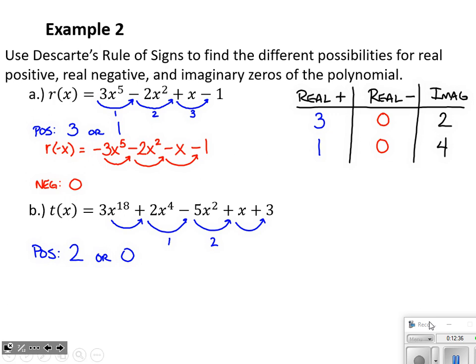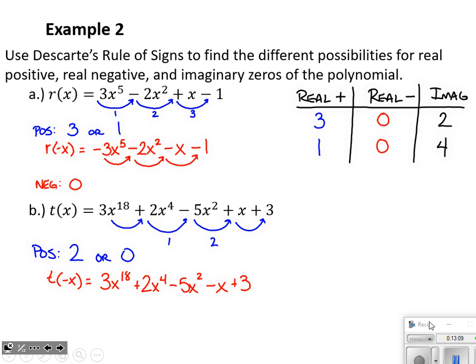Okay, let's look at f of negative x. That will point out our possible negative real zeros. Let's see, we got an x to the 18th, so that term does not change its sign. An x to the 4th does not change its sign. X to the second does not change its sign. That positive x will turn into a negative x, and then plus 3. Remember, even powers absorb negatives, so if a term has an even power on its x, it's not going to change sign from what was in the original function.